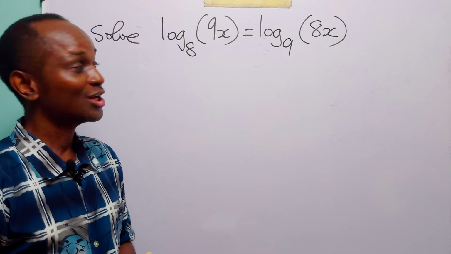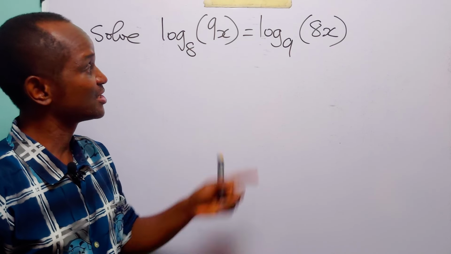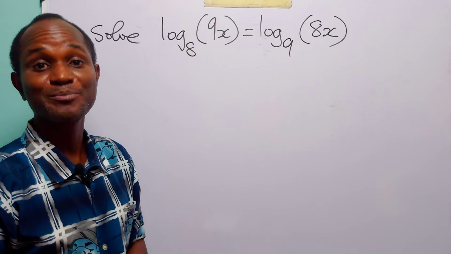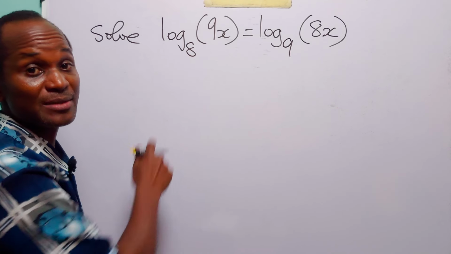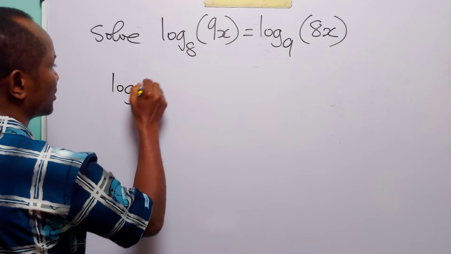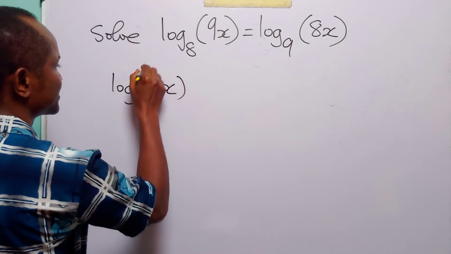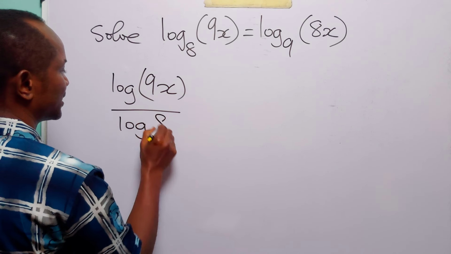Hello and welcome. To solve this logarithmic equation, we are going to start by changing the base of both sides of this equation to base 10. Now, when we apply the change of base formula for logarithms to the left-hand side of this equation, we have log 9x divided by log 8.